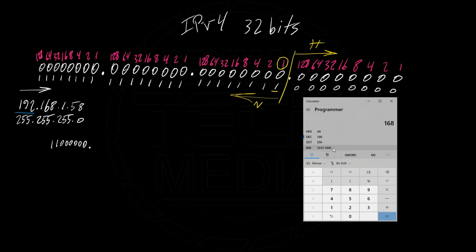So let's write down for 168, 1010 1000. And then 1, it's only this one turned on, right? Of course, on the third octet, 1. So pretty much we have 7 zeros and only one 1.